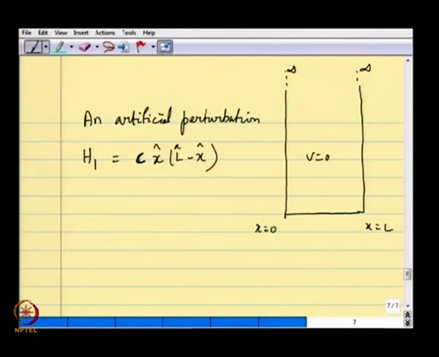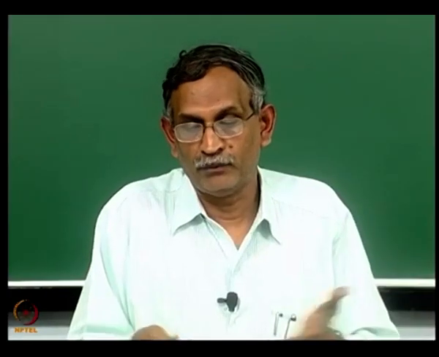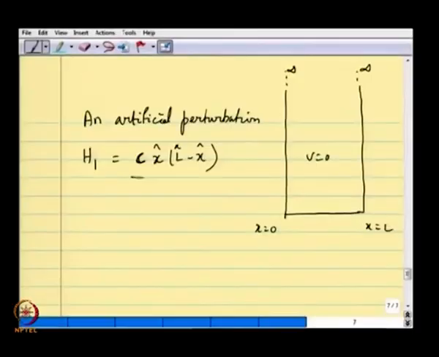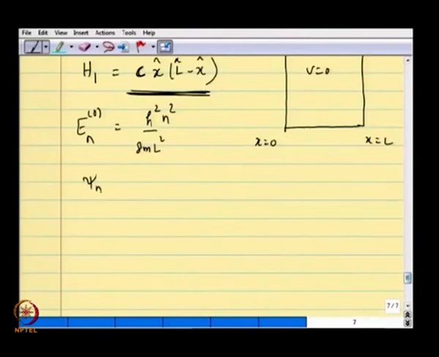Okay. Now you see that the perturbing potential is 0 at the ends, but it is non-zero inside the box. And how do we calculate corrections to the particle in the box energy? What are the energies? The En zeros for the particle in the box are all given by h square by 8m L square times n square, and the wave functions are all given by psi n 0 as square root of 2 by L sine n pi x by L. Okay, sorry, let me just write that carefully. Sine n pi x by L.